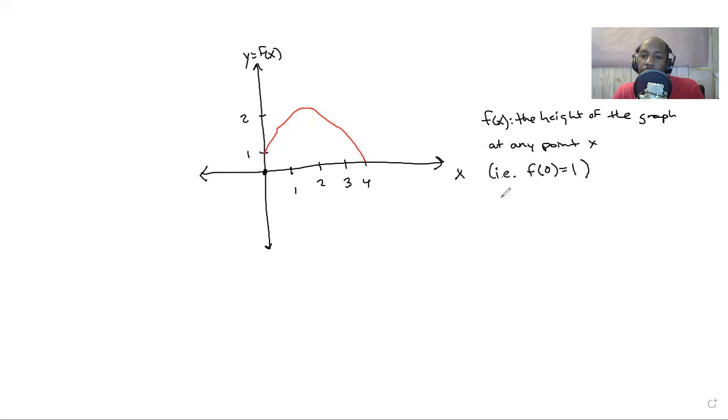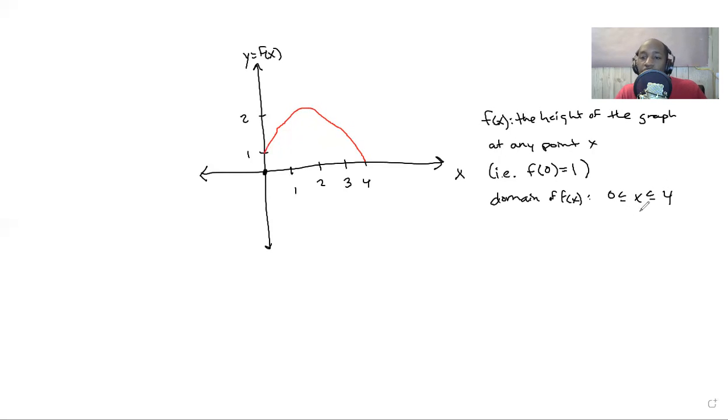Let's see. The domain of f of x, remember we defined the domain as the set of all possible x values. If you look here, this is the x-axis, and here is our function. All the possible x values start from the beginning of that function to the end. So x is only between 0 and 4, from x equals 0 all the way to x equals 4. You would write that like this: x is greater than or equal to 0, and less than or equal to 4.